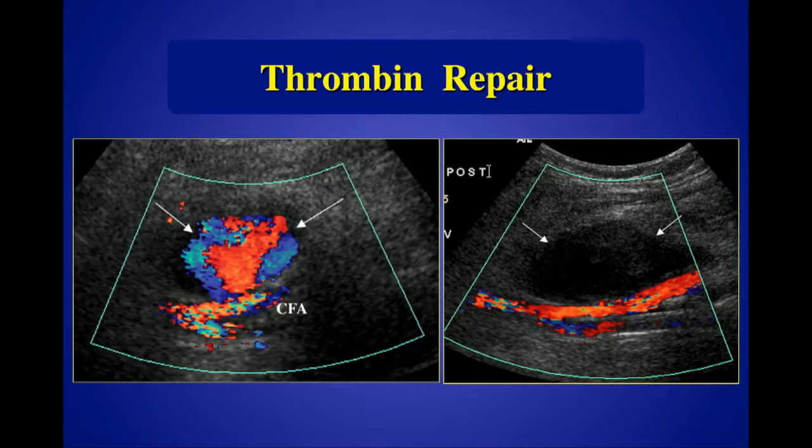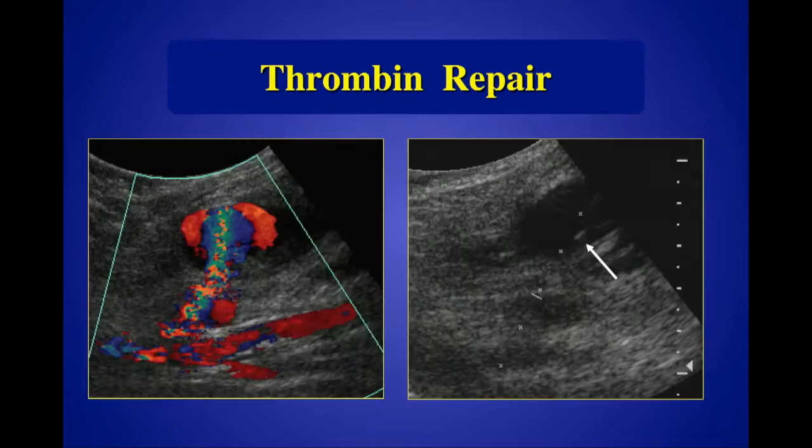Here's one of our cases. Again, you can see the pseudoaneurysm arising from the common femoral artery. The neck was well visualized, and after the injection, you can see it's been converted to a hematoma. There's no flow in the lesion, and we document patency in the underlying artery and vein after the injection.